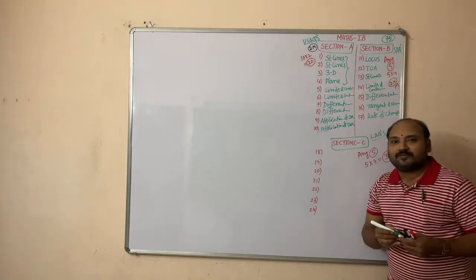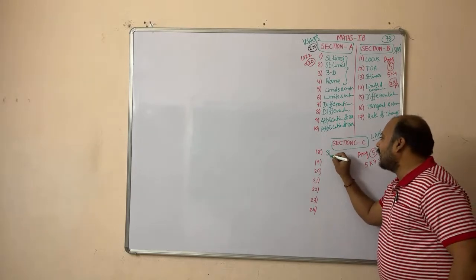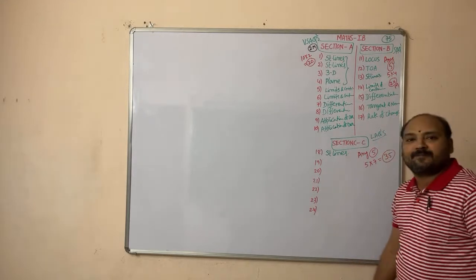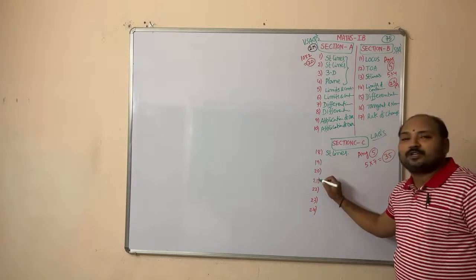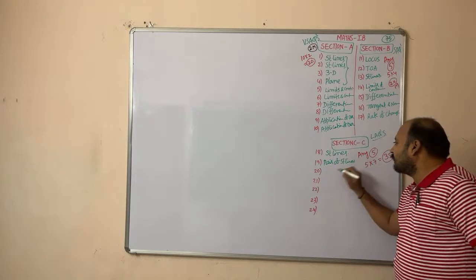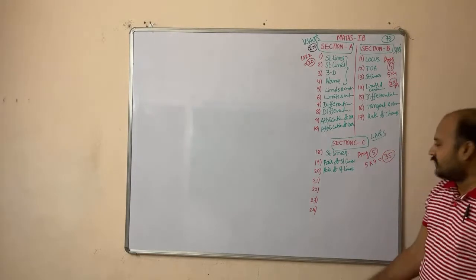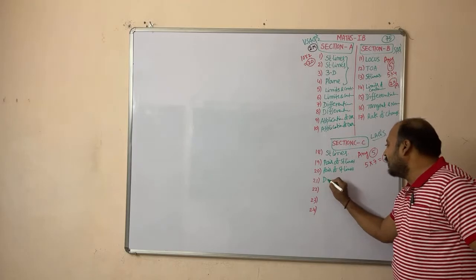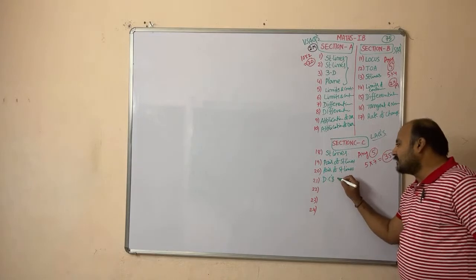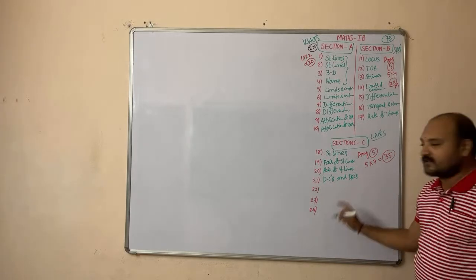Now come to the electives, section C. In section C, question number 18 is from straight lines. Next, question number 19 and 20, pair of straight lines. Next, question number 21, DCs and DRs. Pair of straight lines is chapter number 4, DCs and DRs is chapter number 6.